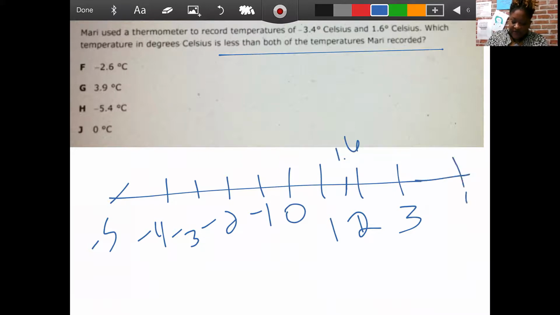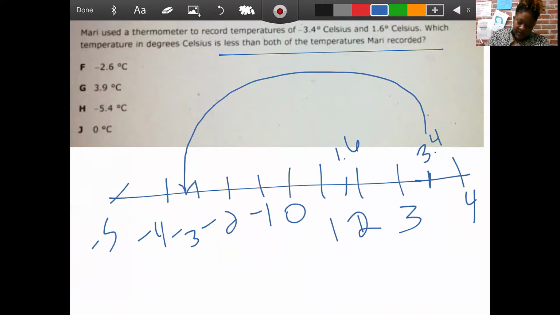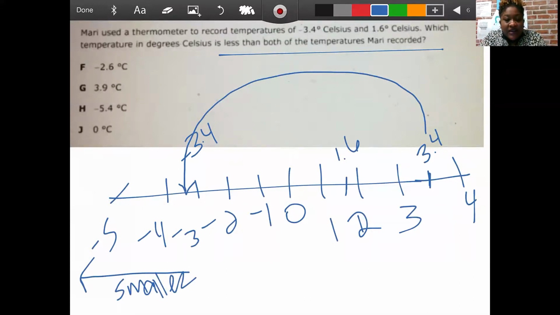So let me find positive 3.4. $3.40 is between 3 and 4. So I'm going to find it on the exact same side between 3 and 4. Bam. And I know that it's going to be negative 3.4. And remember, any numbers to the left are going to be smaller. Even though the negative number may be bigger, the bigger the negative number, the smaller in value it is. I need you to remember that, okay? So any number that is a bigger negative number is going to be smaller than negative 3.4. So that should help you out.